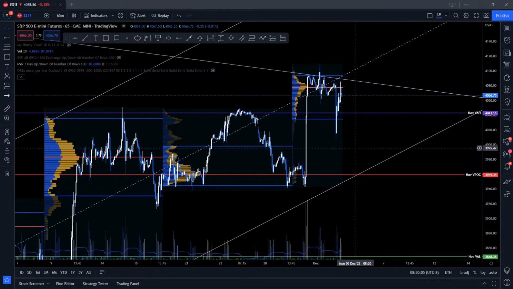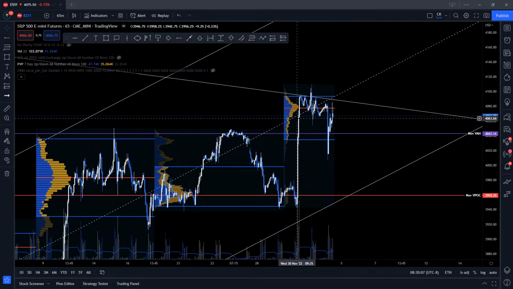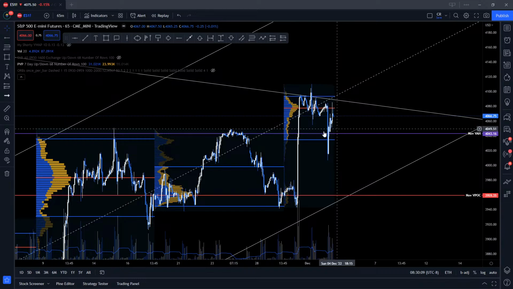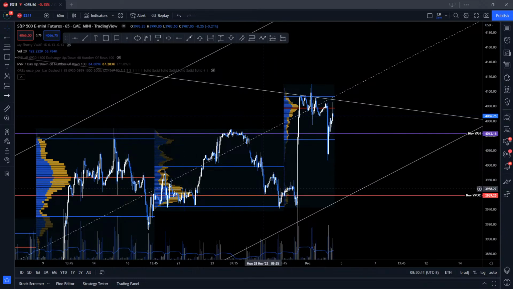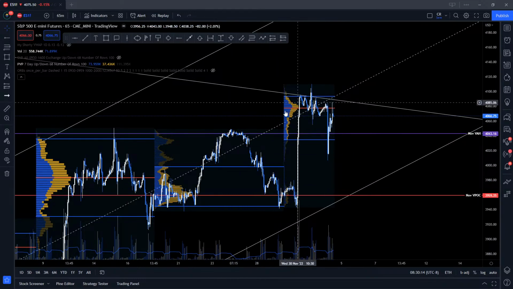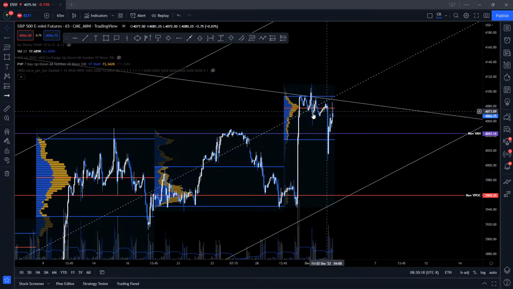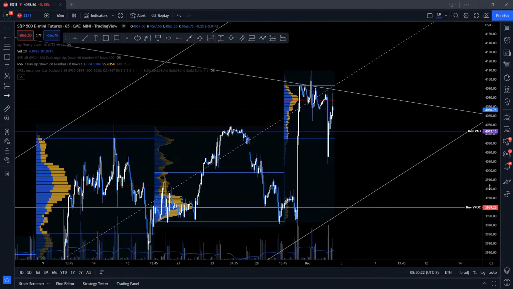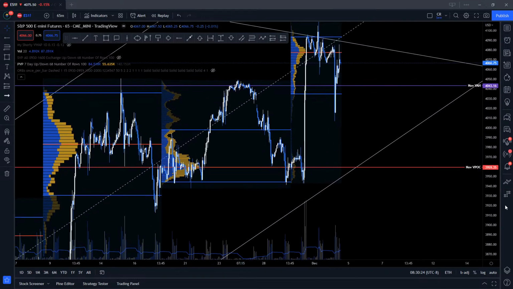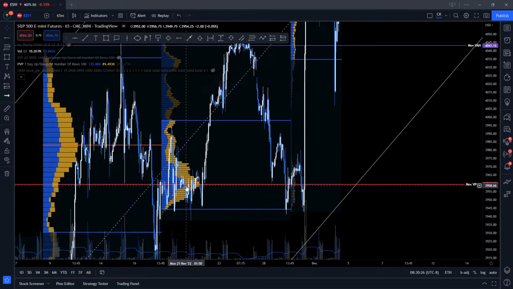From here, my main concern is the previous week. You can also chart your current forming week if you want, but my focus is just going to be my previous week. And notice right off the bat, our November VPOC actually lines up with the previous week POC.